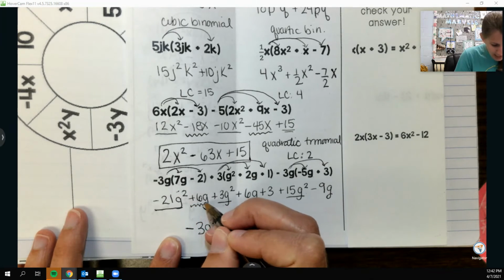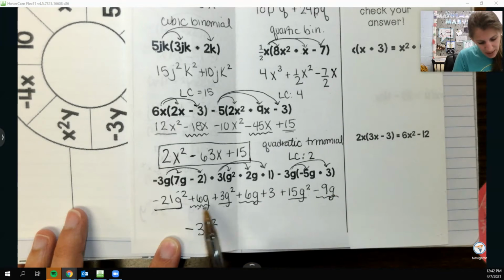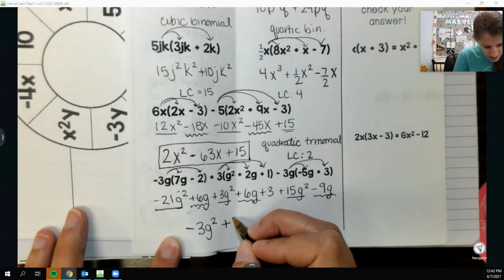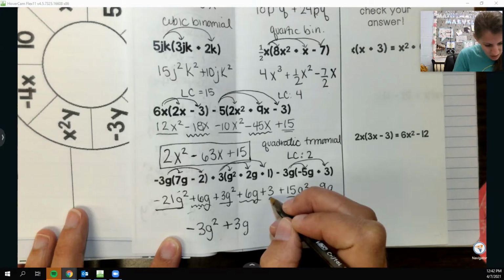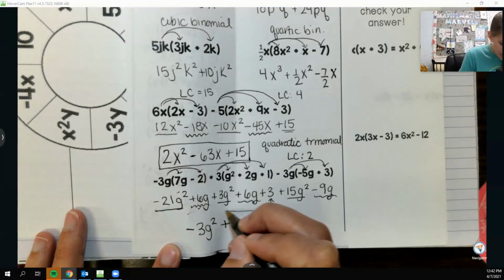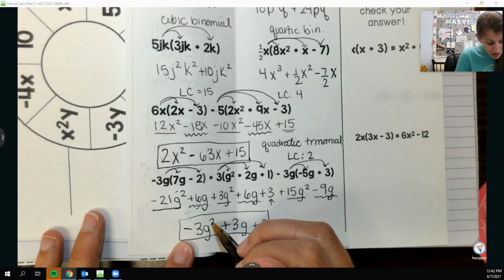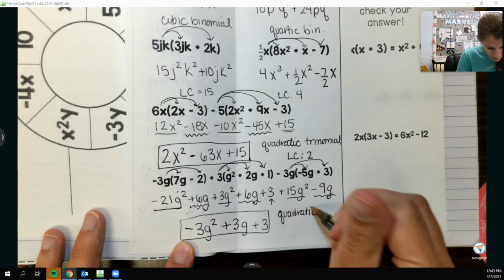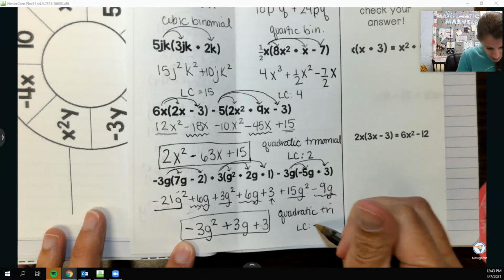Then I'm looking for g's, and I got 6 there, and negative 9 there. So 6 minus 9 is negative 3, so minus 3g. And then just single numbers, and there's only that 3, nobody to combine it with. Oh my God, so many 3s. So final answer. And again, this was degree 2, so quadratic, trinomial, with a leading coefficient of negative 3.